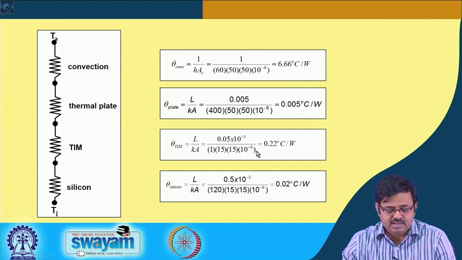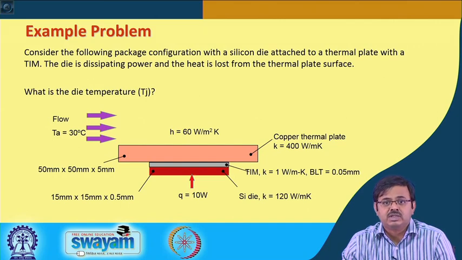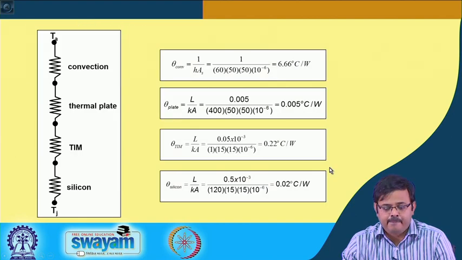The TIM resistance, remember what was the dimension of the TIM? 0.05 millimeters, 50 microns. Okay. Really small, but the thermal conductivity is just 1 watt per meter Kelvin.